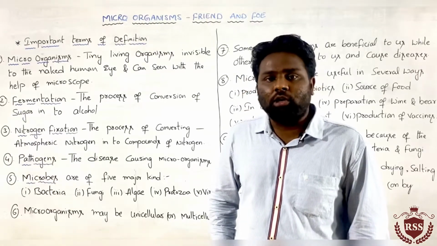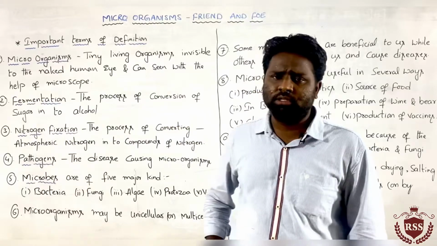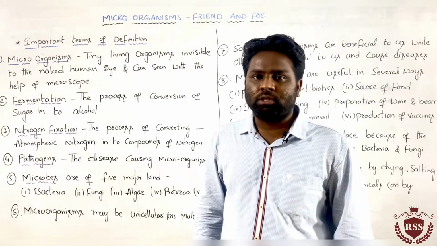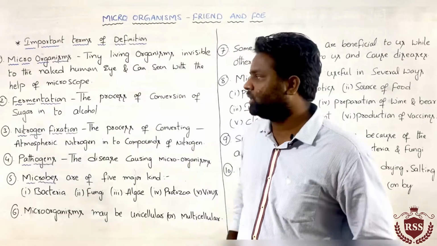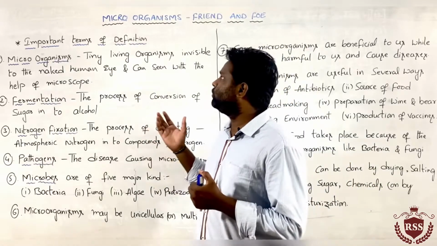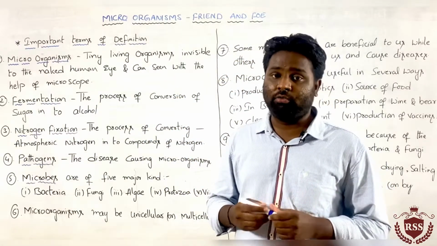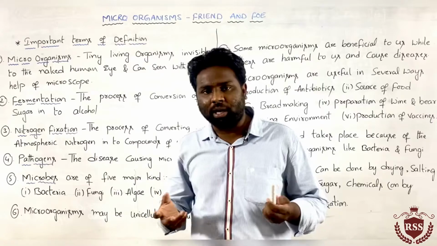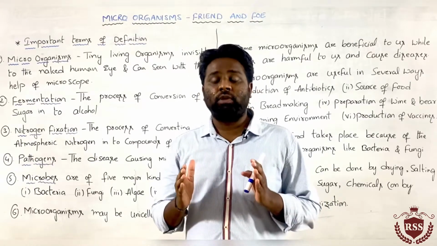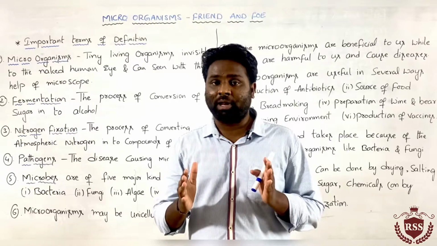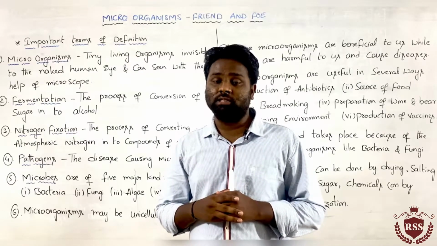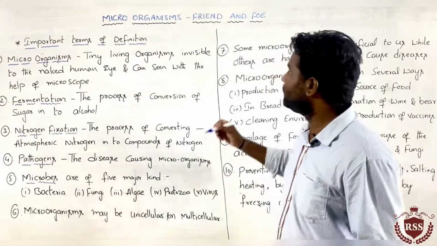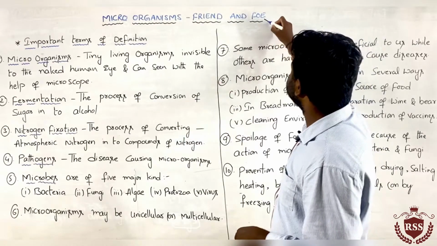Now as a part of your general science, we are going to start a new chapter, that is microorganisms, friend and foe. We put the heading microorganisms, friend and foe. Sir, what is this friend and foe? Nothing but the microorganisms will act as friends sometimes to us, and some microorganisms act like enemies also. Foe means enemy.